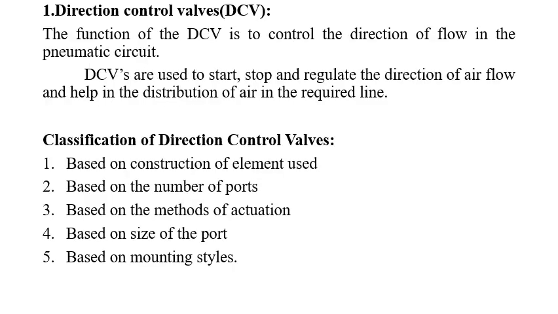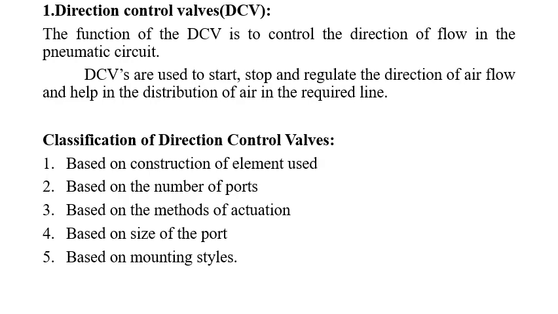The first one is direction control valves. The function of the direction control valve is to control the direction of flow in the pneumatic circuit. Direction control valves are used to start, stop, and regulate the direction of air flow and help in the distribution of air in the required line.